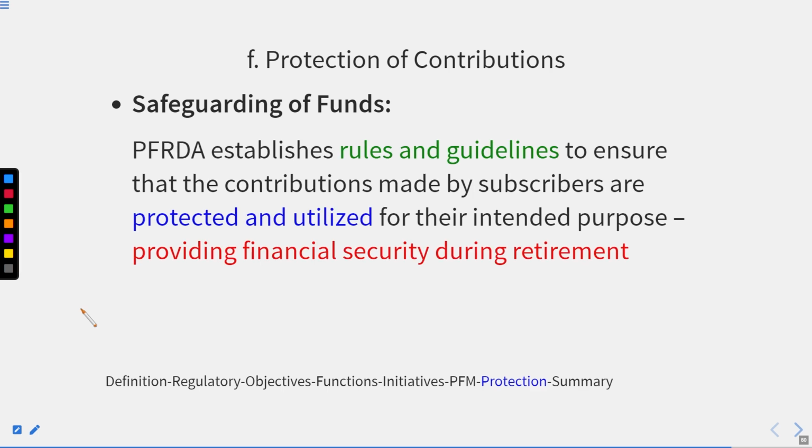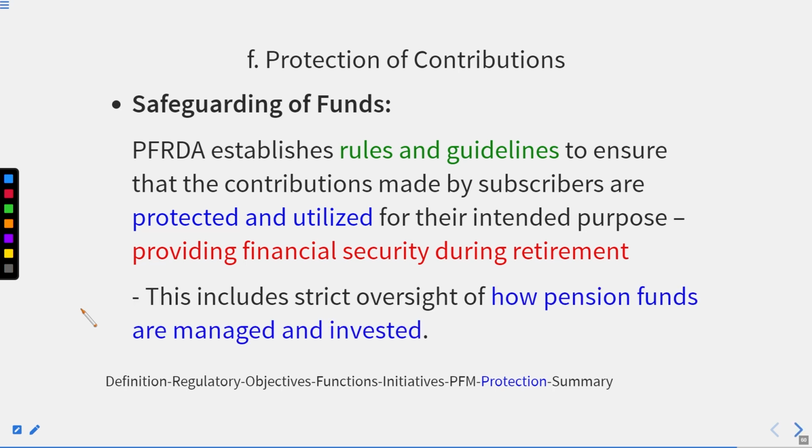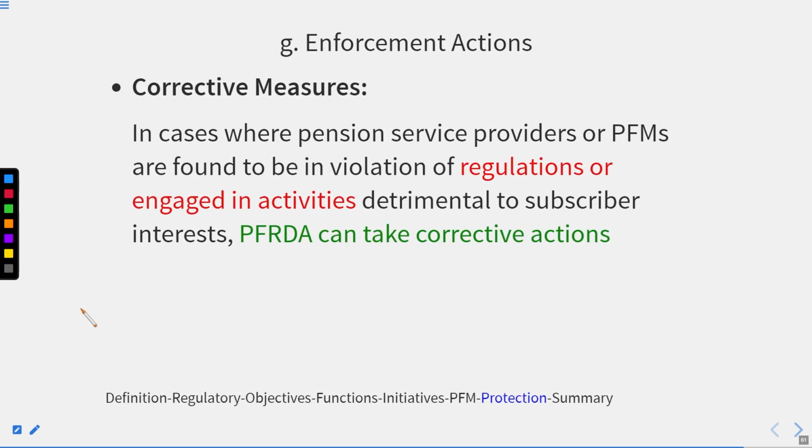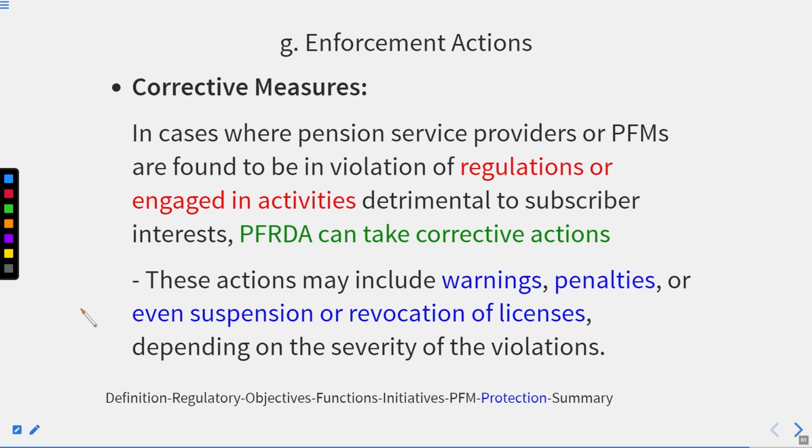PFRDA establishes rules and guidelines to ensure that the contributions made by subscribers are protected and utilized for their intended purpose, providing financial security during retirement. This includes strict oversight of how pension funds are managed and invested. Thereafter, corrective measures we have. In cases where pension service providers or PFMs are found in violation of regulations or engage in activities detrimental to subscribers' interest, PFRDA can take corrective actions. These actions may include warnings, penalties, or even suspension or revocation of licenses, depending on the severity of the violations.